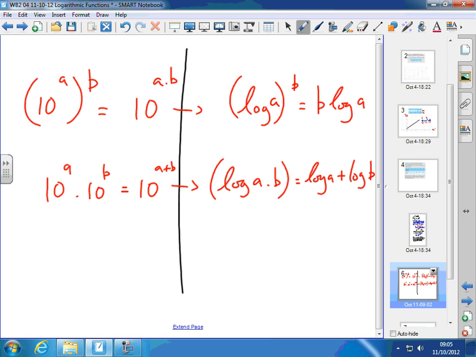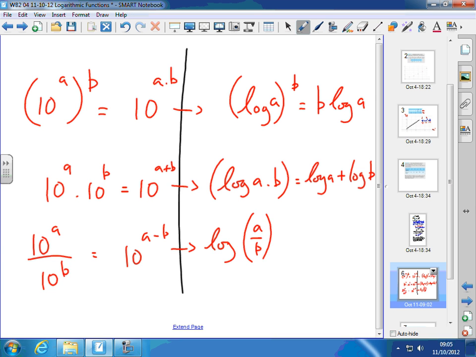And similarly, 10 to the power a divided by 10 to the power b would be 10 to the a minus b. So therefore, the logarithm of a over b turns out to be the log of a minus the log of b. So we use these three laws of logarithms when we're looking at functions.